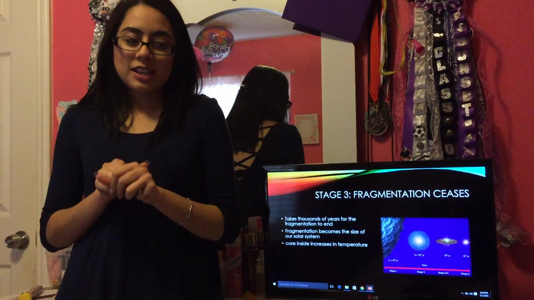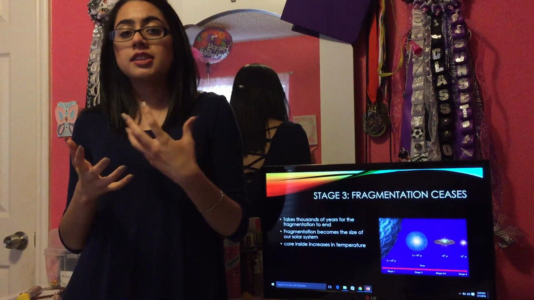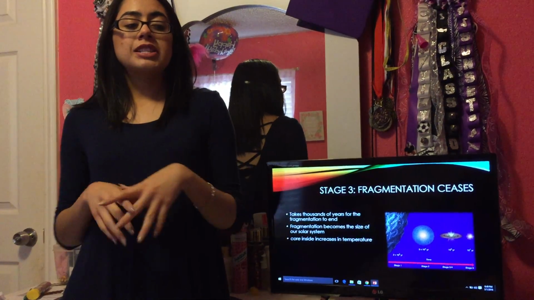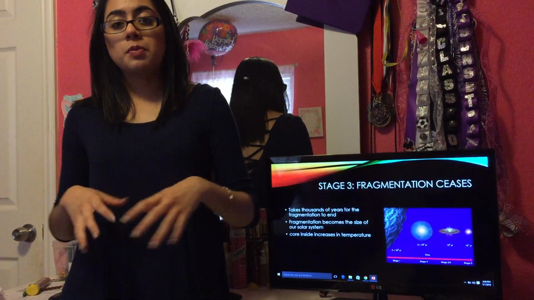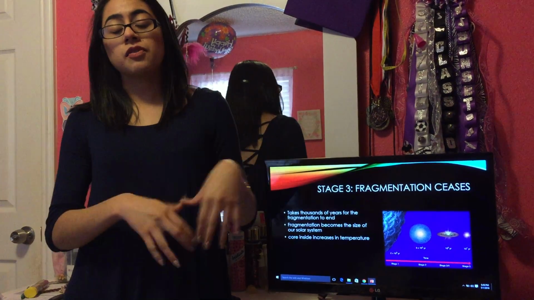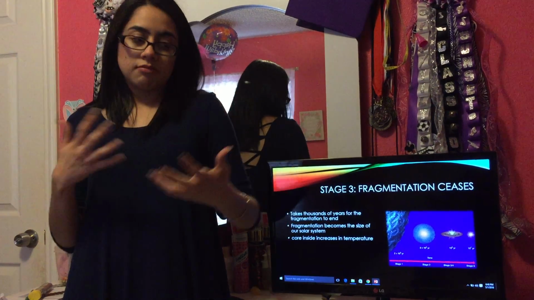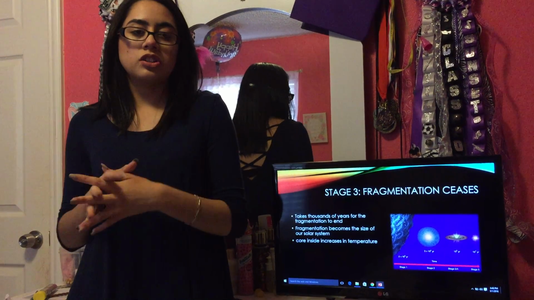Stage 3 is that fragmentation ceases. It basically takes thousands of years to actually get from one end to the other of the fragmentation. Fragmentation becomes the size of our solar system. So it begins as a big cloud and it ends as the size of our solar system. And the core inside increases in temperature, which helps with the whole ceasing of the fragmentation.